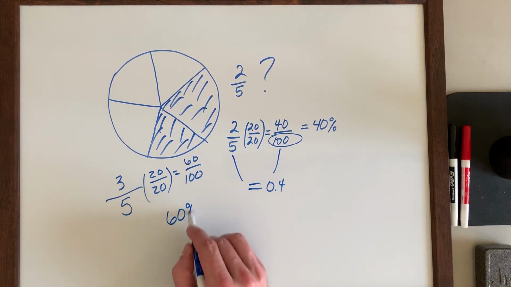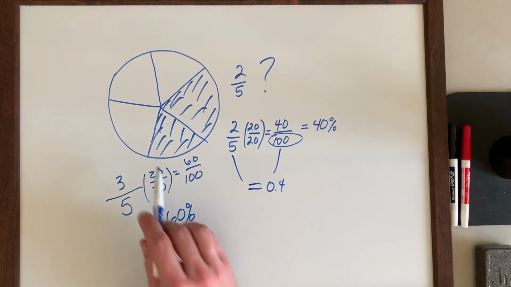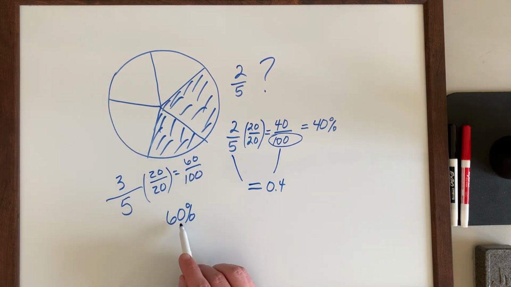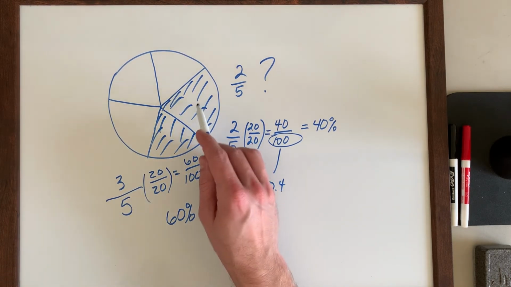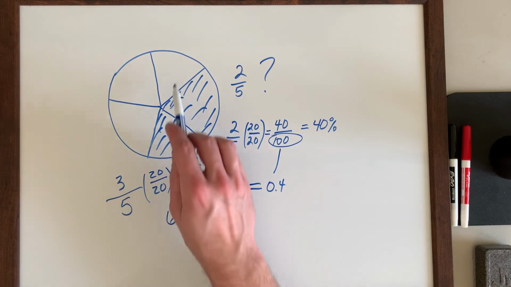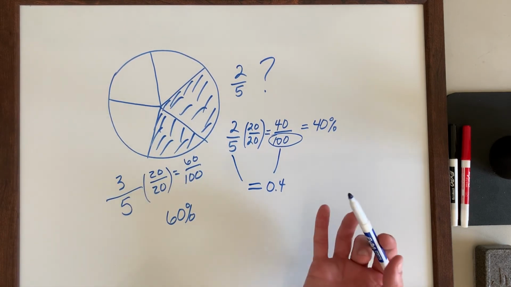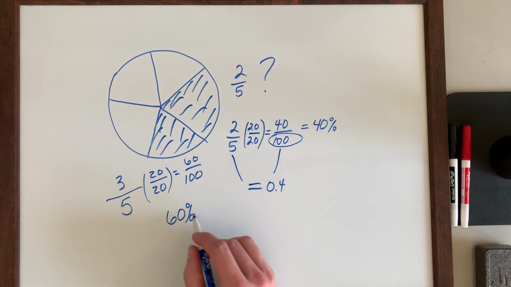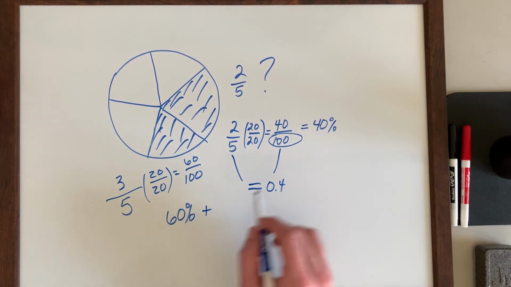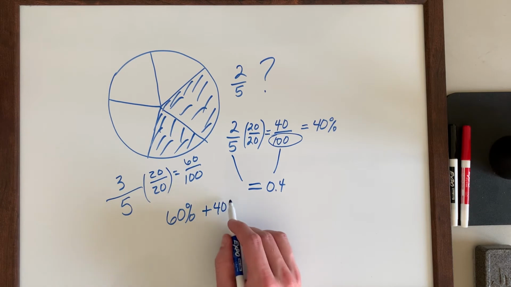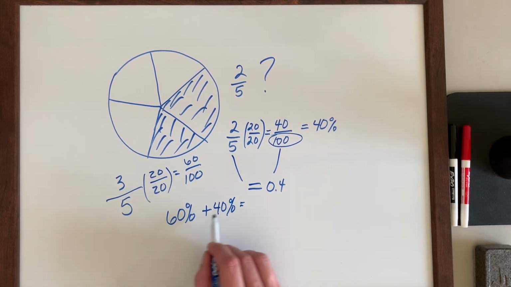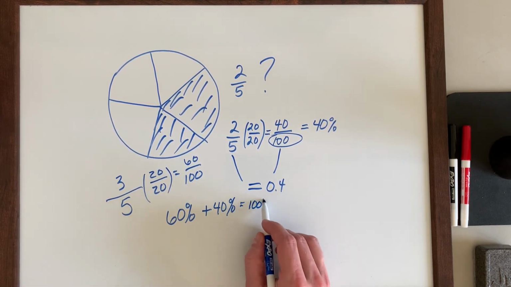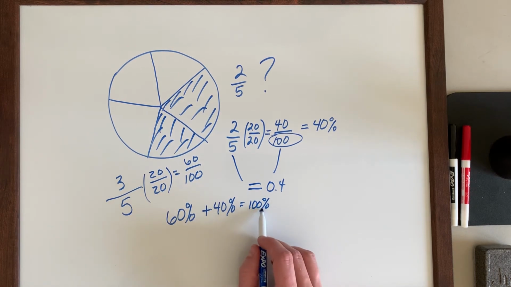So here we would say that 60% of the pie is unshaded. If I take the pieces that are shaded and the pieces that are not shaded and add them together, I should get the whole pie. Let's check that out. 60% unshaded plus the 40% that is shaded, and if I add that together, I get 100%, which means the whole thing.